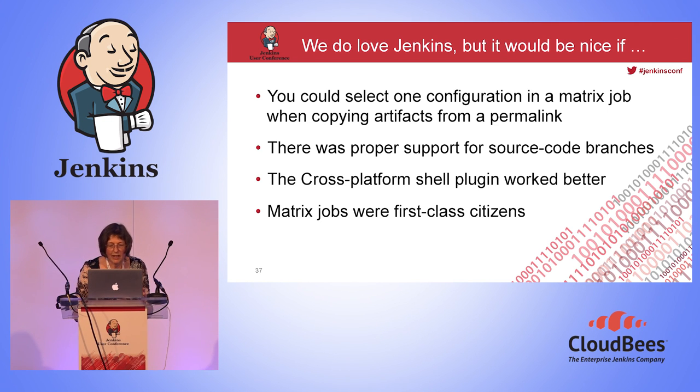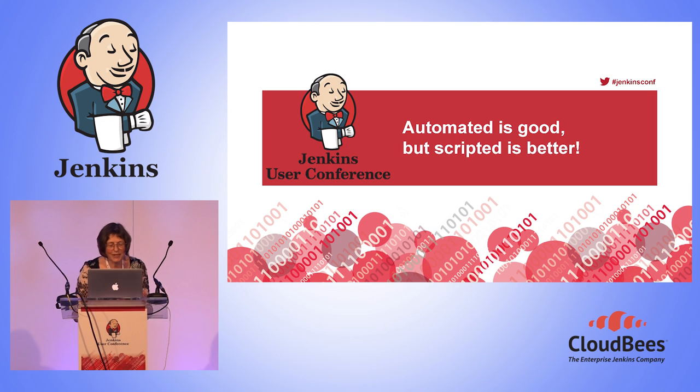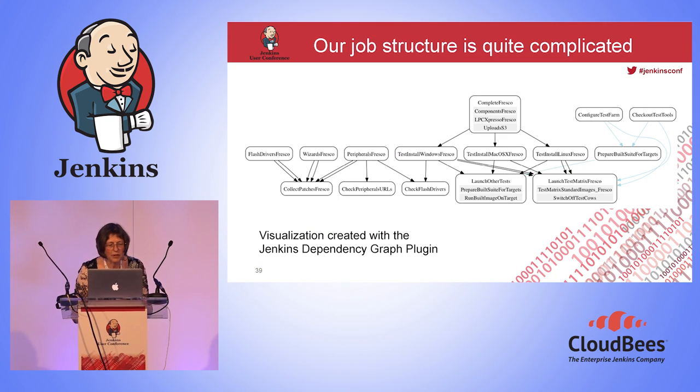the other thing I wanted to say, I'm sure everybody agrees with this, yes, that automated is good, but scripted is so much better. I just want to give a flavor of our complexity. This was created with the Jenkins dependency graph plugin, and it shows what our job structure, part of our job structure, and we have more than that, looks like. Jobs that call other jobs, jobs that copy artifacts from other jobs. And they're all defined in the Jenkins GUI, and it's becoming unmanageable.